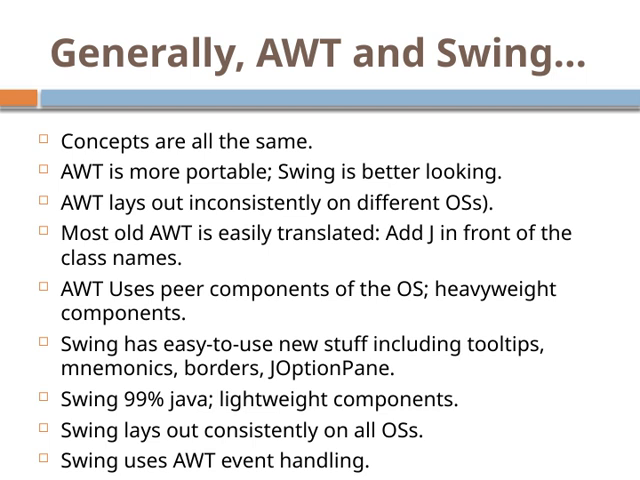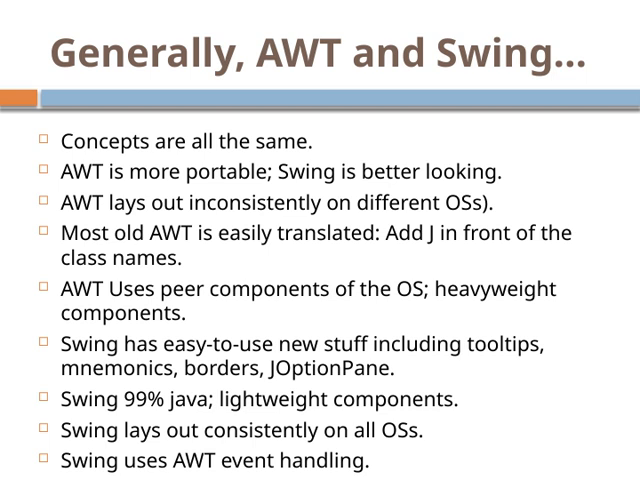Most of the older AWT code can be easily adapted to Swing by simply adding a J in front of the class names. For example, changing Button to JButton. AWT relies on peer components provided by the underlying OS, which makes them heavyweight components. This means they depend heavily on the native OS's implementation, which can affect consistency and performance.